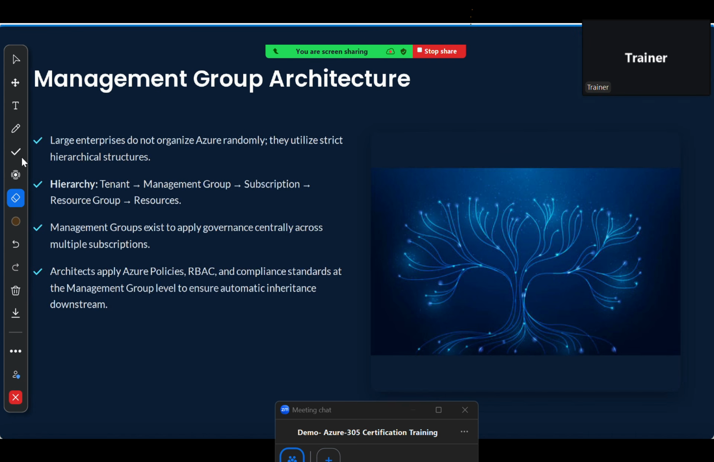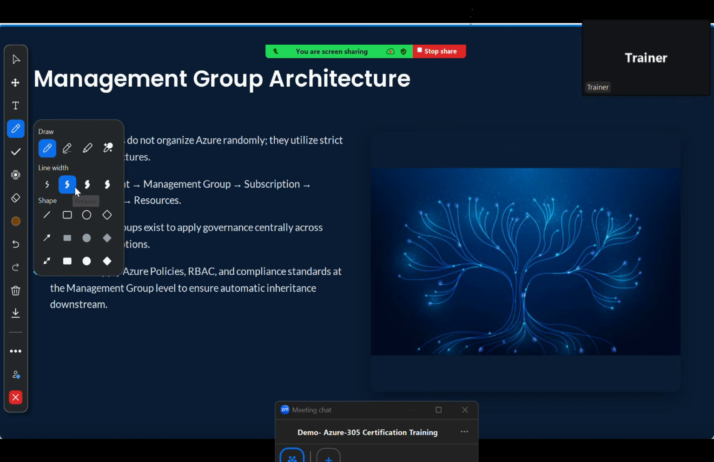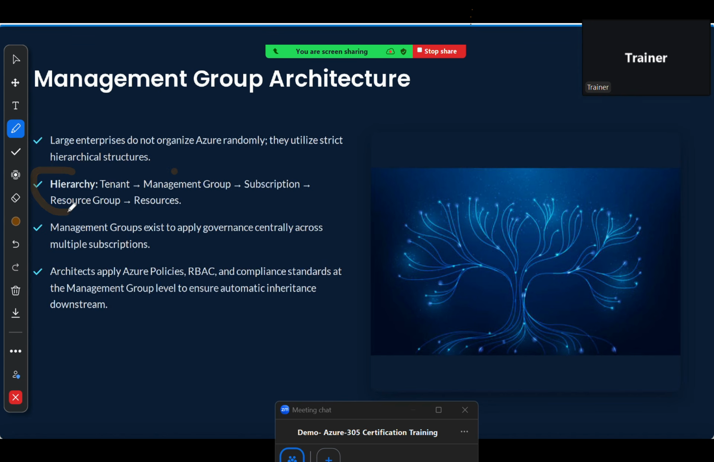So this will be your hierarchy, or you can say this will be your architecture.